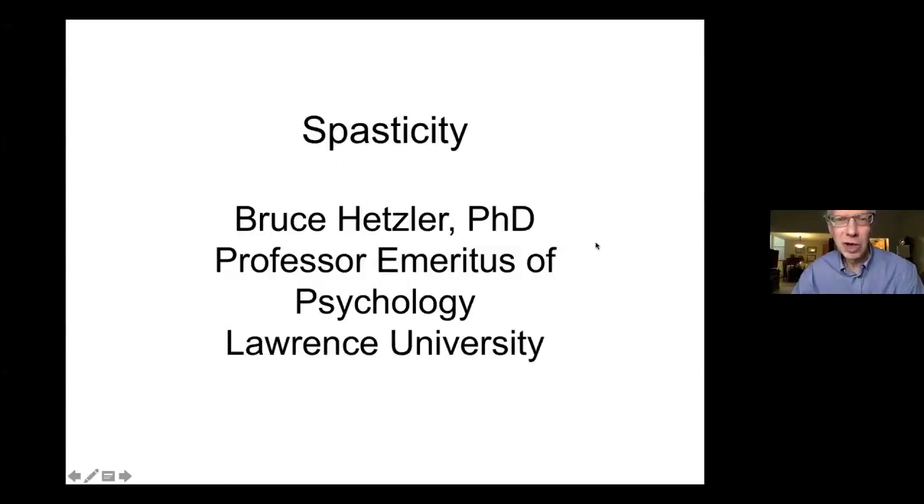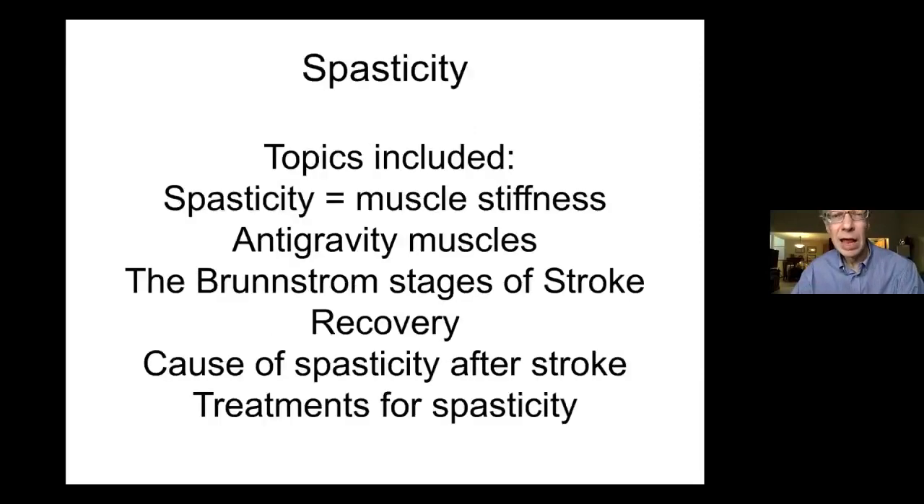There we go. I will be talking today about spasticity. I should point out at the outset that spasticity is seen in other conditions in addition to stroke. You see it in cerebral palsy and also in multiple sclerosis, for example. The topics I'll talk about include what is spasticity? Well, basically muscle stiffness, in particular in the anti-gravity muscles. From that, we'll go on to the Brunnstrom stages of stroke recovery and the cause of spasticity and treatments for spasticity. If you have any questions, please feel free to ask during the presentation, or if you'd prefer, you can hold them till the end.